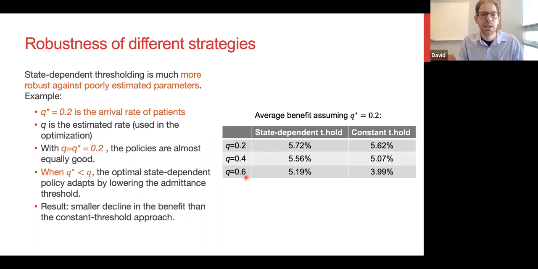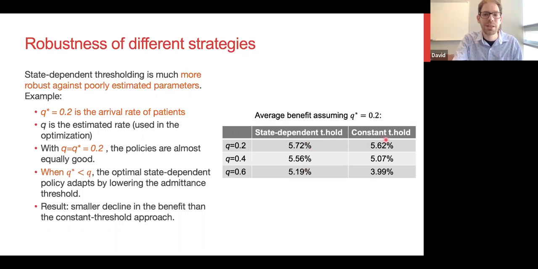That's very natural. And that's where we will see a drop in the benefit. And indeed, you can see that in the case of the constant threshold, the benefit drops quite a bit faster than in the case of the state-dependent threshold. So even though with correct values, there's actually almost no difference.